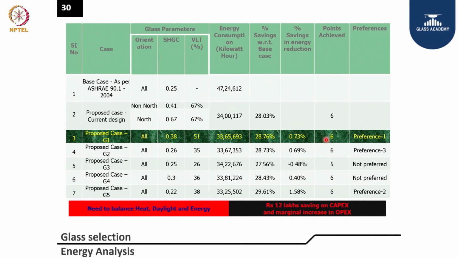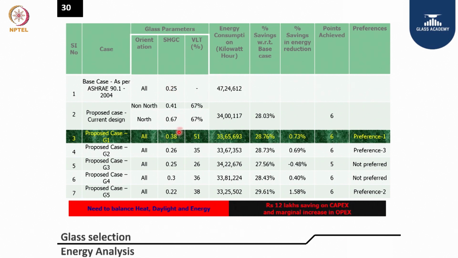Suppose this one is getting the best glass out of these and getting the L1, that is the best one to choose. So we have given our preference 1, 2, 3, not preferred. So this one has gone with the preferred glass at lower cost. This preferred glass is even less stringent than the standard. 0.25 is the standard for India, ASHRAE standard. I went in for 0.38.